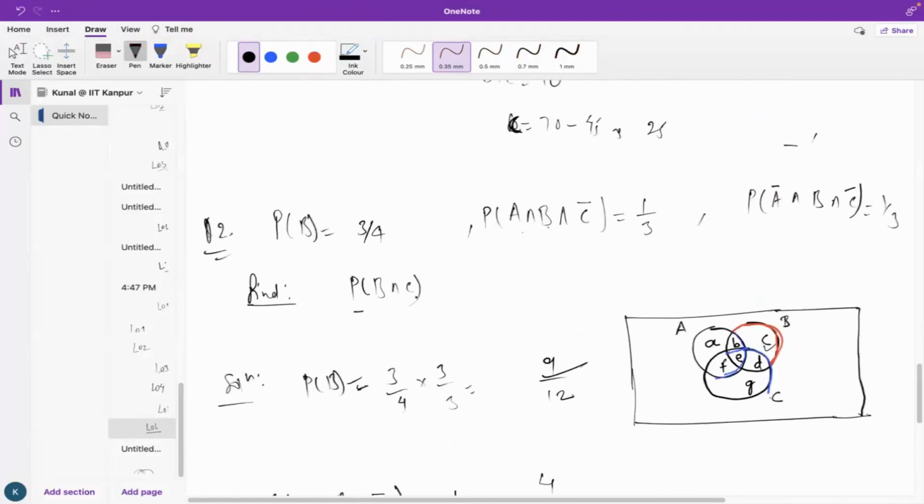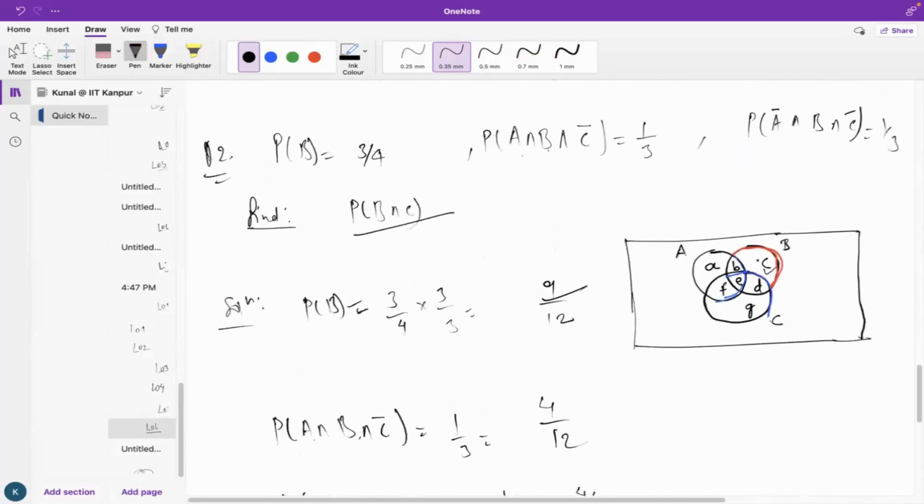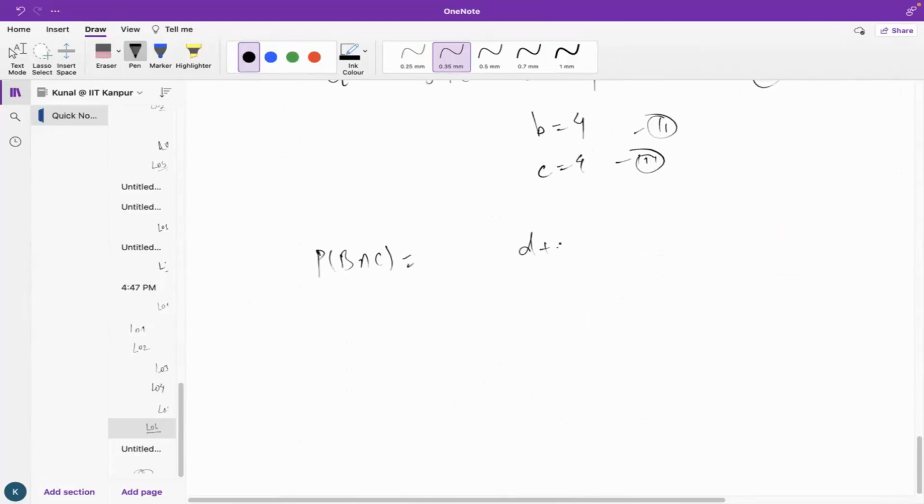And what we have to find? We have to find probability of B intersection C. So what is actually B intersection C? So B intersection C is actually equal to D plus E. We have to find the value of D plus E by 12.